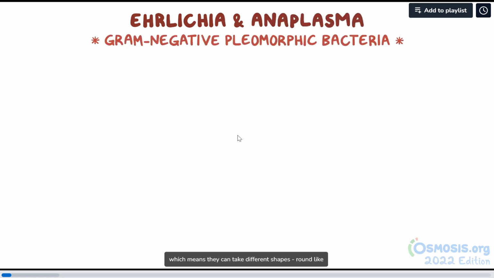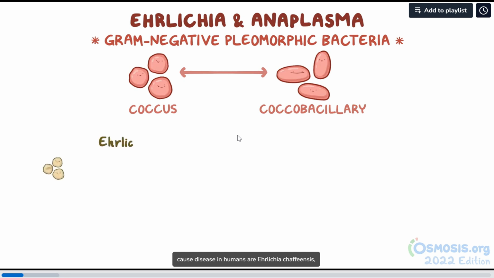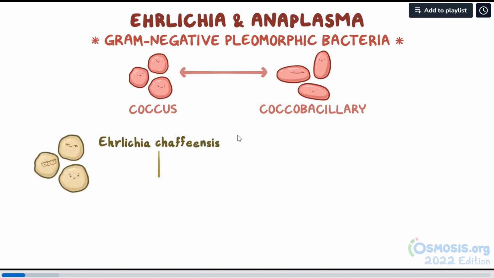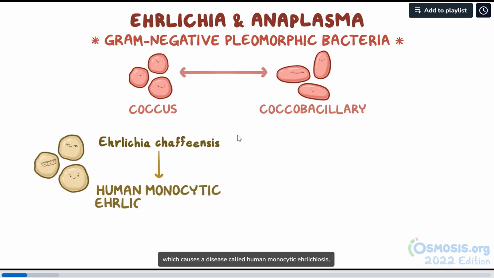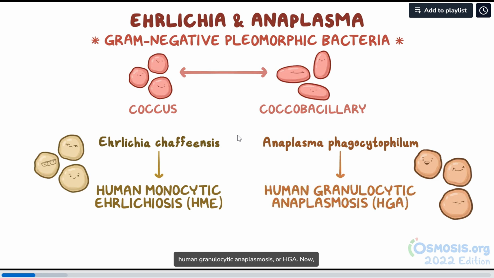bacteria, which means that they can take on different shapes, round like a coccus, or coccobacillary, which means somewhere between a spherical coccus and a rod-like bacillus. The most common species that cause disease in humans are Ehrlichia chaffeensis, which causes a disease called human monocytic ehrlichiosis, or HME, and Anaplasma phagocytophilum, which causes a disease called human granulocytic anaplasmosis, or HGA.